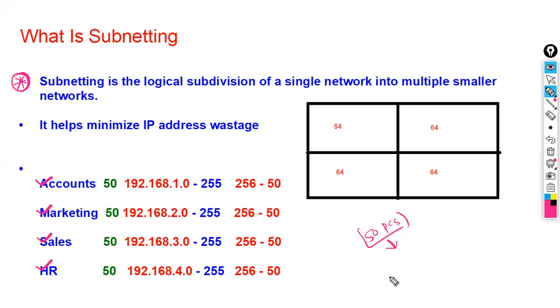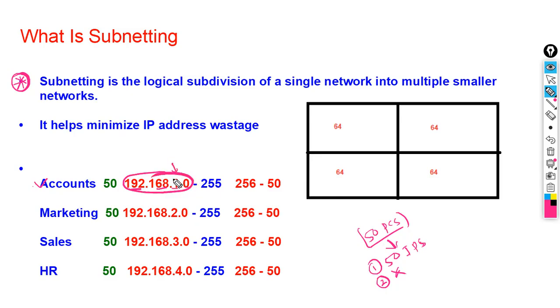So each department requires 50 IPs for these 50 computers. This is the first requirement. Each department requires 50 IPs, correct? And the second requirement is all the four departments should not communicate with each other. All right. So what we will do, we will assign the IP addresses from class C. Let us say we will provide the network 192.168.1.0 to the accounts department.